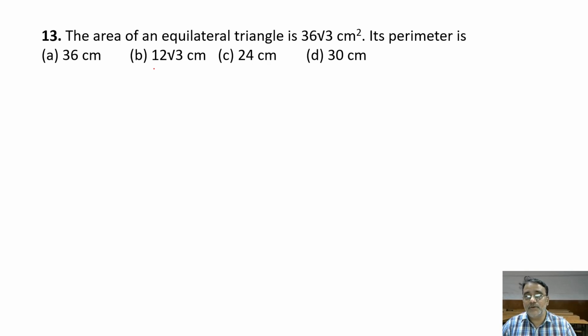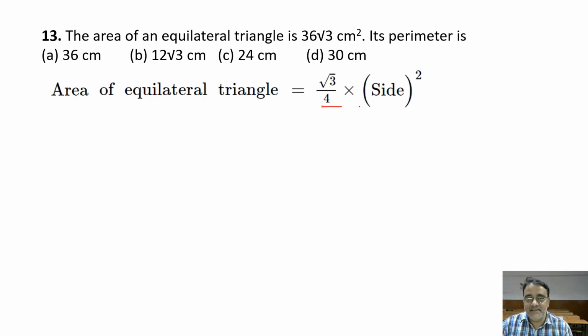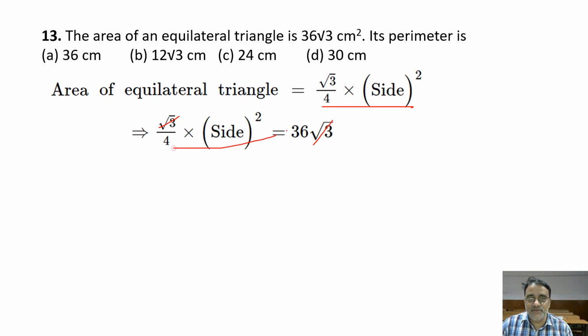Root 3. No, perimeter. Perimeter of an equilateral triangle is 3 into side, okay? So from the area we will first find the side. Area of an equilateral triangle is root 3 upon 4 into side square, right? And this equals 36 root 3. So the root 3 will cancel, and side square will be equal to 36 into 4, which equals 144. So the square root of 144 is 12 centimeter.